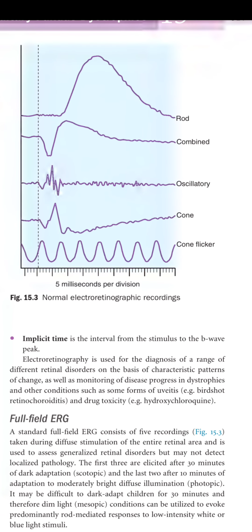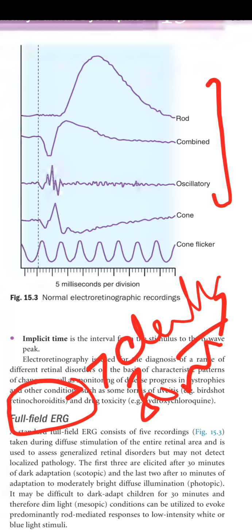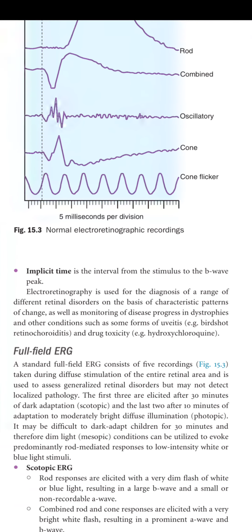So most of the time, what we do is take a full field ERG. First we adapt the patient to the dark for 30 minutes, and then we take 3 readings, which are known as scotopic readings. Then after 10 minutes of moderately bright diffuse illumination, we take 2 readings, which are known as photopic readings. But because children are difficult to adapt for 30 minutes, we use dim light conditions to evoke the predominantly rod mediated response to white or blue light stimulus.